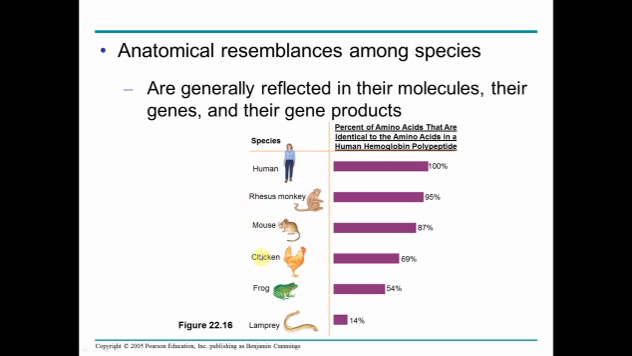If you compare hemoglobin in all these different organisms, human to human is of course 100%, but a rhesus monkey has 95% of the same amino acids in the same place for their hemoglobin, and you can compare similarities by looking at these molecular homologies.